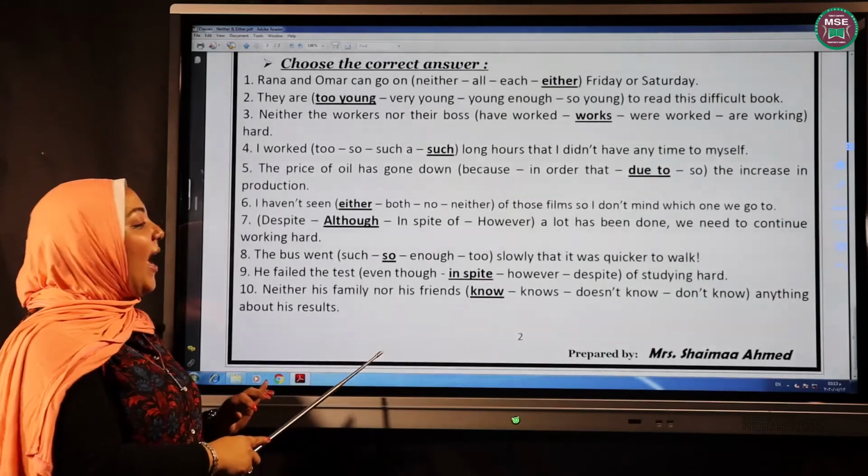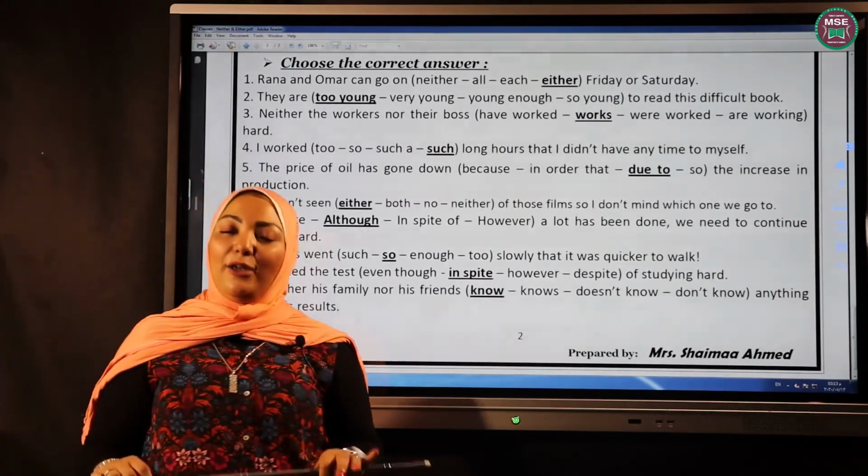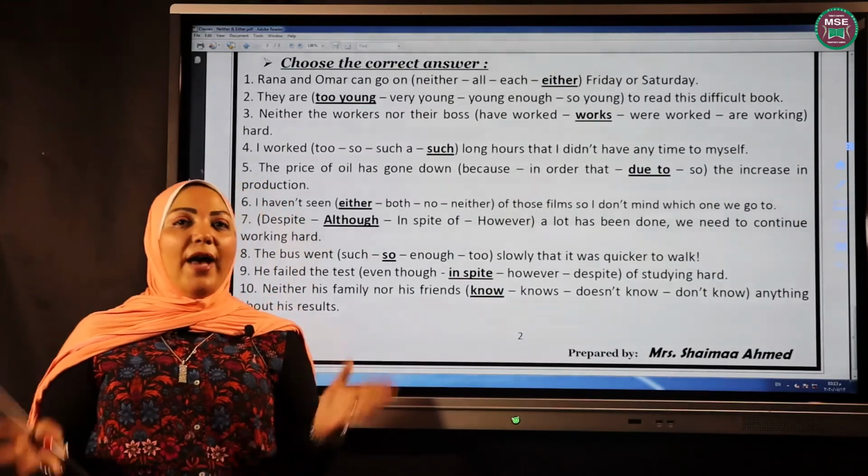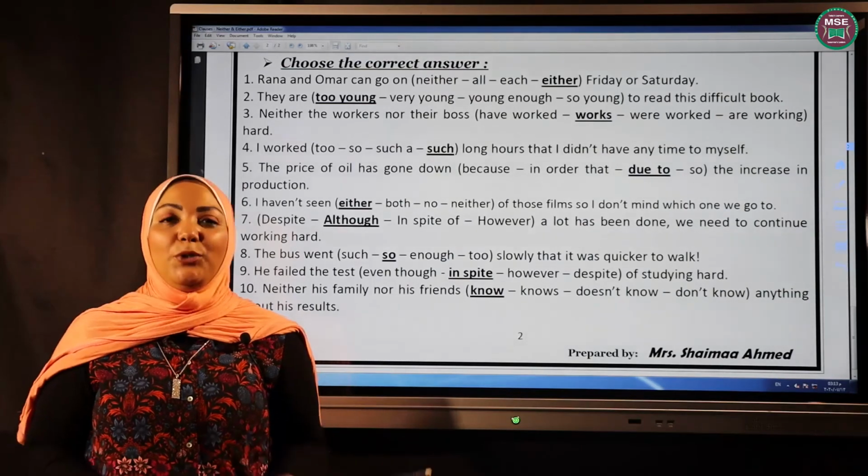After this, we have come to an end with the clauses. Hope you found it easy to differentiate between them.